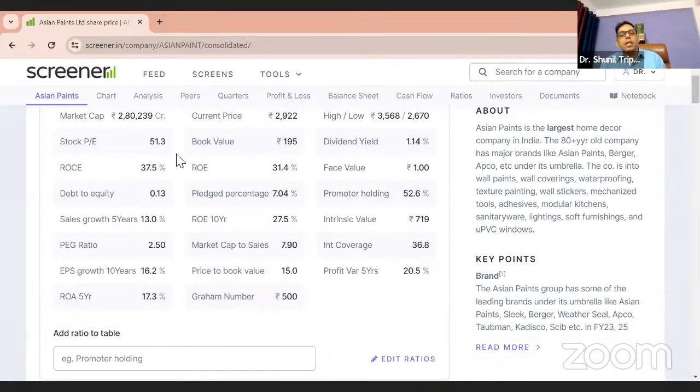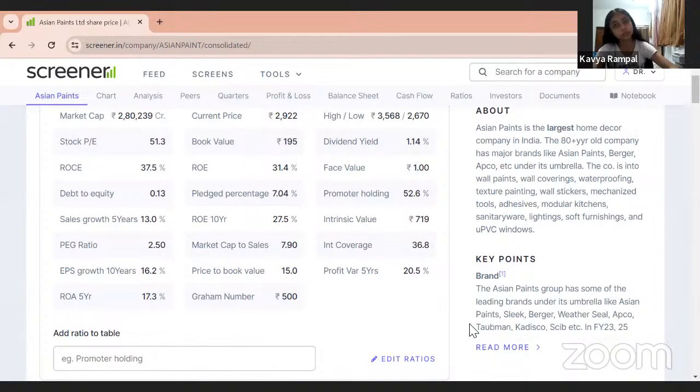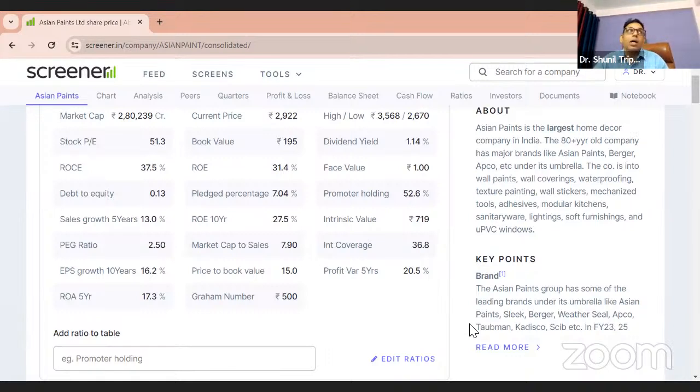Now, there can be another company, XYZ, which is earning only 20% on its investment every year. Tell me which company is better out of these two. One, XYZ, which is earning only 20%. Second, Asian Paint, which is earning 37.5%. Any one of you can raise your hand and tell me which is the better company. Okay, Kavya Rampal. So Asian Paints is better. Excellent.